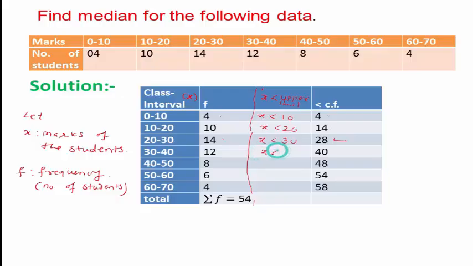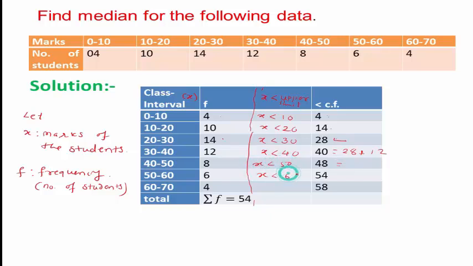X is marks less than 40. How many students are there? Less than 40 means less than 30 and in between 30 to 40. How many students are there? This 28, how can this be obtained? This is 20 less than 30 plus 30 to 40 plus 12. So how many students are there having marks less than 50?